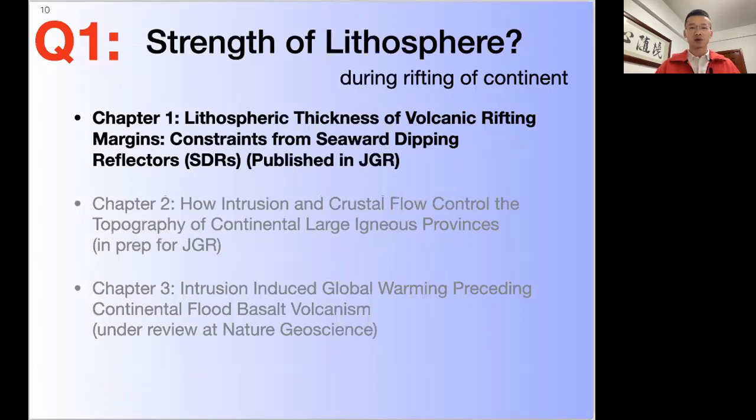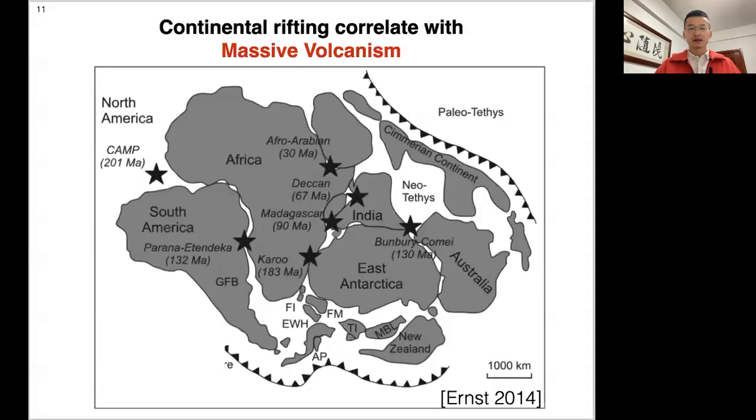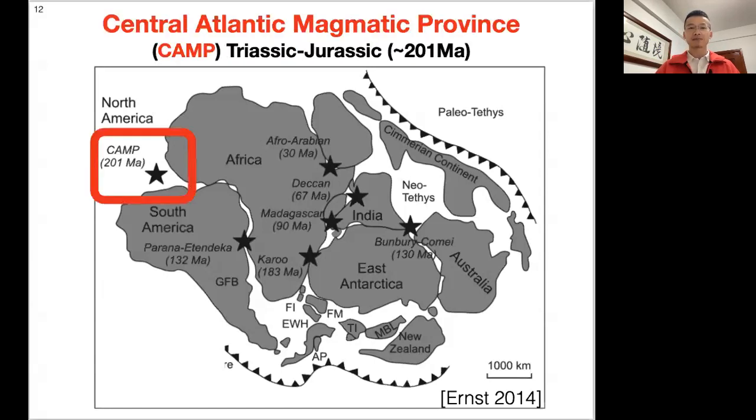So the first question, what was the plate strength during rifting? We know that massive volcanism happened throughout the Earth's history and formed large igneous provinces, mostly along plate boundaries, assisting the breakup of continents. For example, the Central Atlantic Magmatic Province, or CAMP, happened at the Triassic-Jurassic boundary about 200 million years ago, contributed to the breakup of supercontinent Pangaea and the formation of the Central Atlantic Ocean.